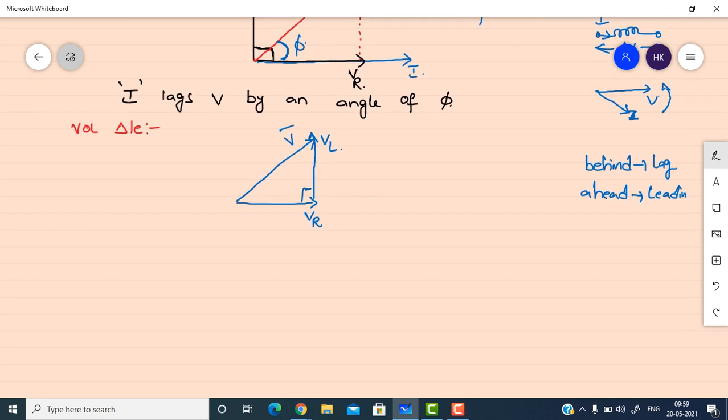Now this is the voltage triangle, and this angle is phi. So in this, VR is nothing but I into R, VL is nothing but I into XL. The J we indicated here, these two are perpendicular. The J operator is used to indicate that two quantities are perpendicular with each other.